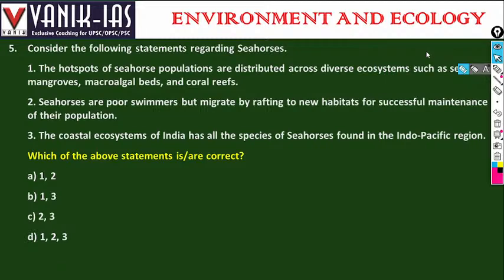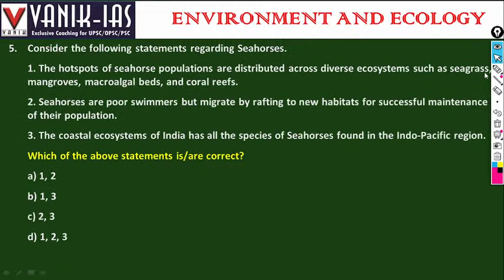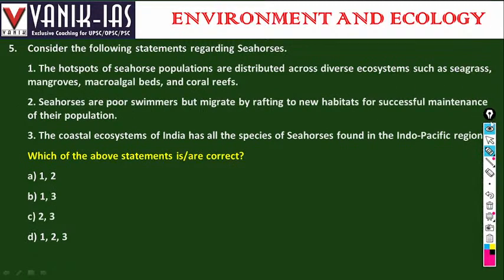The hotspots of seahorse population are distributed across diverse ecosystems such as seagrass, mangroves, microalgal beds and coral reefs.